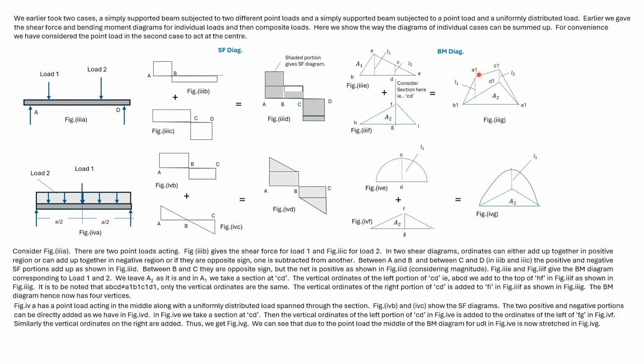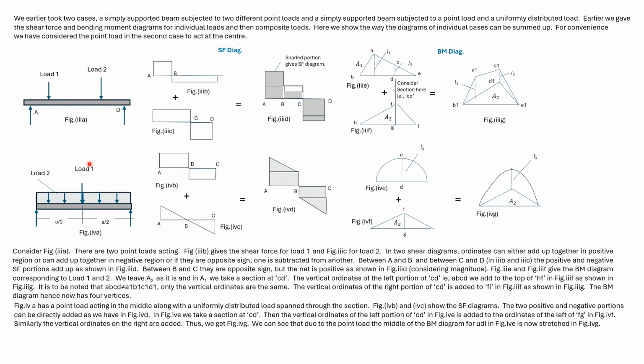Now, A1, B1, C1, D1 is not the same as ABCD. We only add the vertical ordinates. So CD here is equal to C1 D1 here, and L1 here is equal to L1 here. In this way, we get the composite bending moment diagram.